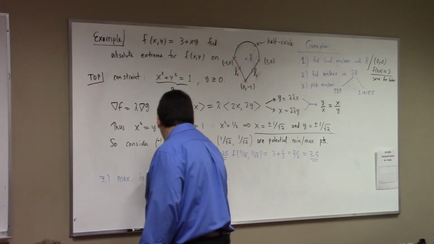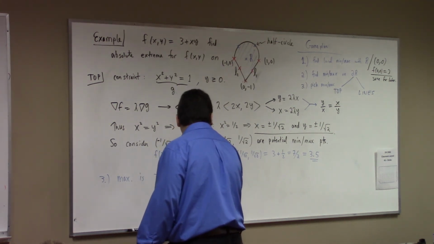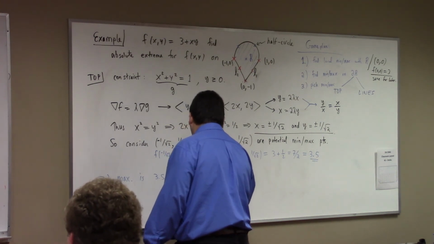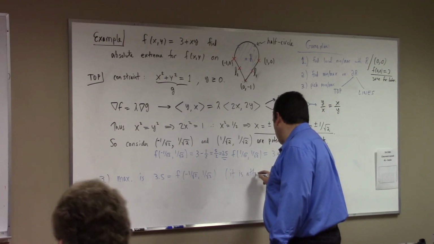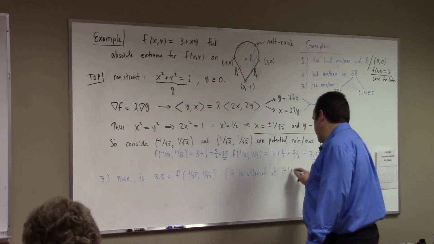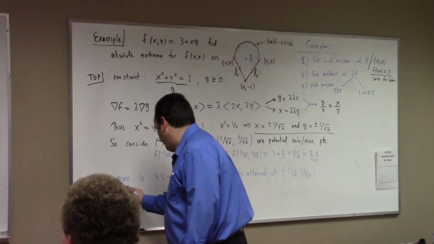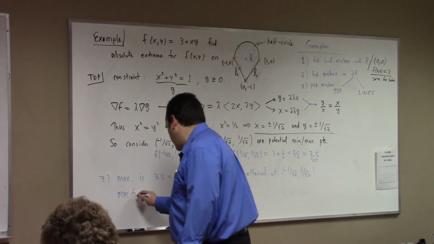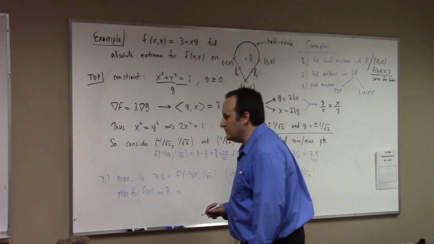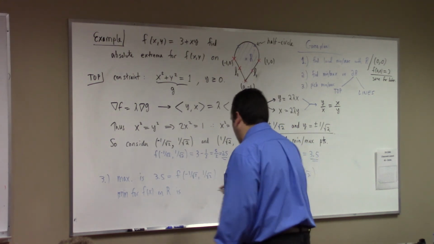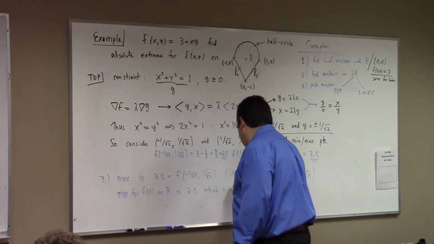Max is 3.5, I think, right? 3.5, which is equal to f of minus 1 over root 2, 1 over root 2. So it's attained at the point minus 1 over root 2, 1 over root 2. And the minimum for f of x on R is what? 2.5, yeah, which is attained where?